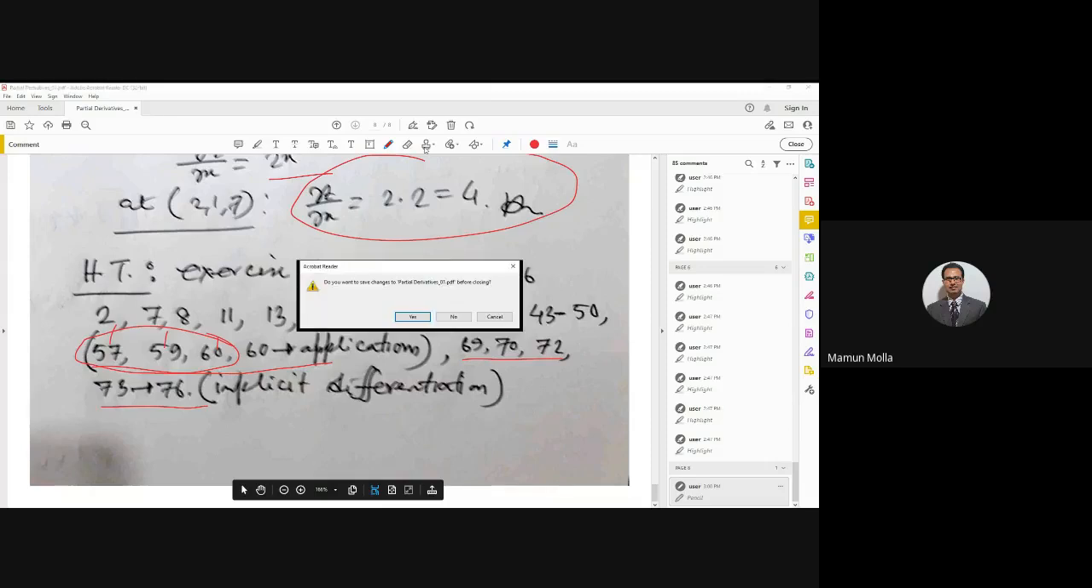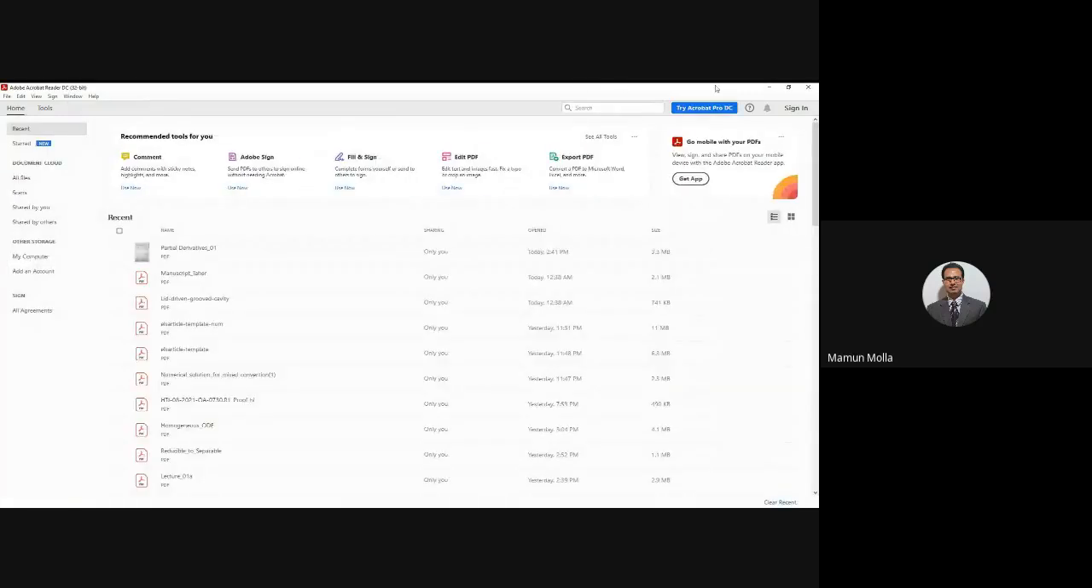First derivative. Today we'll do some second derivative problems.